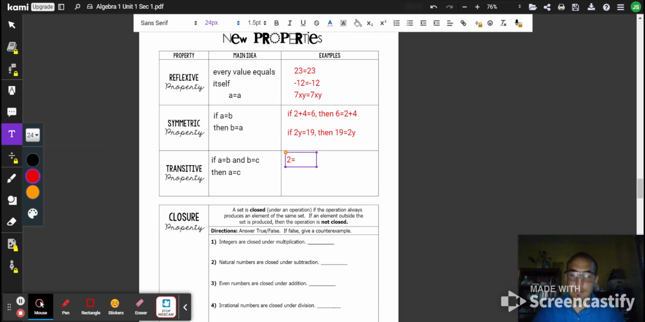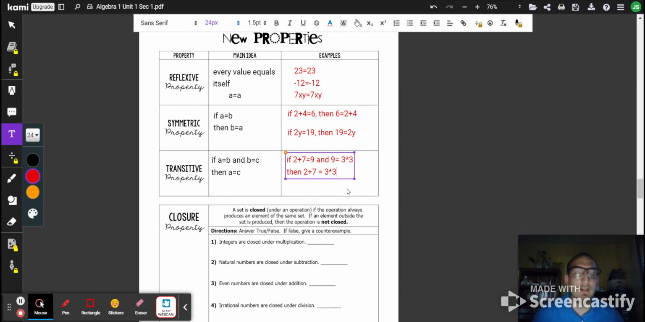If 2 plus 7 equals 9, right? That's the first if. If 2 plus 7 equals 9, and 9 equals 3 times 3, sorry, then we can say 2 plus 7 equals 3 times 3.